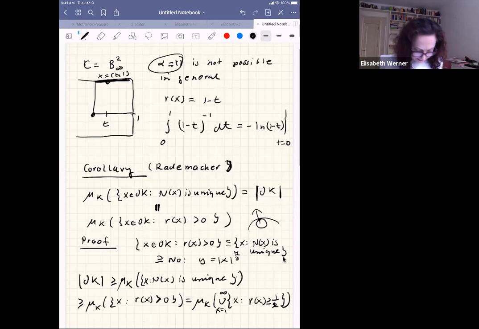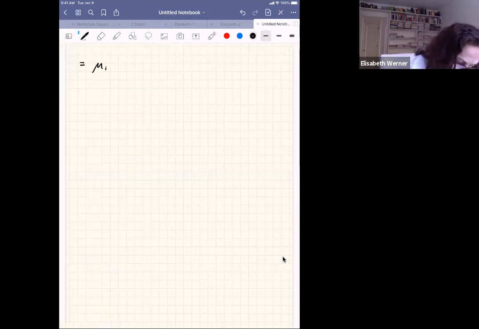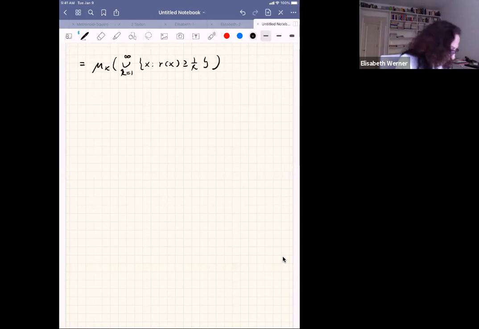Now it's unfortunate that we are at the bottom of the page, but what can I do? So I'll turn. So this is, we had mu K of the union, little k goes from 1 to infinity, of the set of all x where r of x is bigger than 1 over k. And then, by continuity of the measure, and because those sets are nested, that's the same as the limit as k goes to infinity of mu K of the individual sets, r of x bigger than 1 over k.